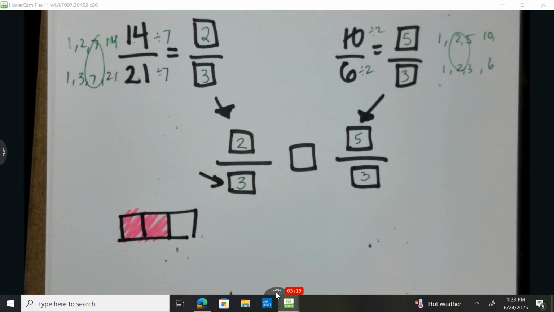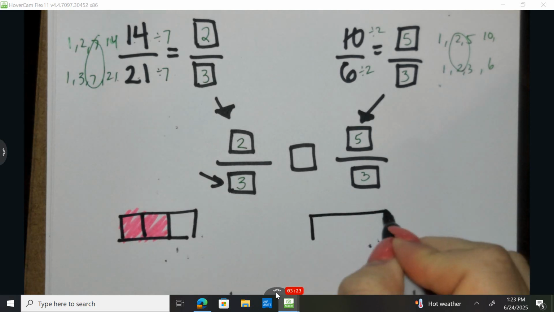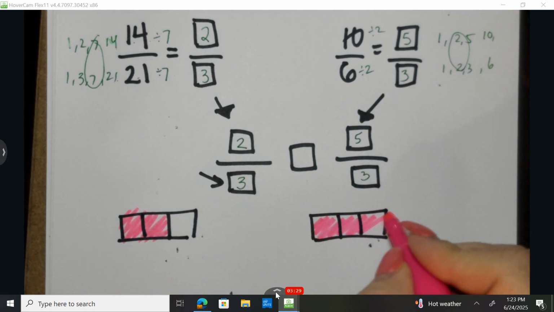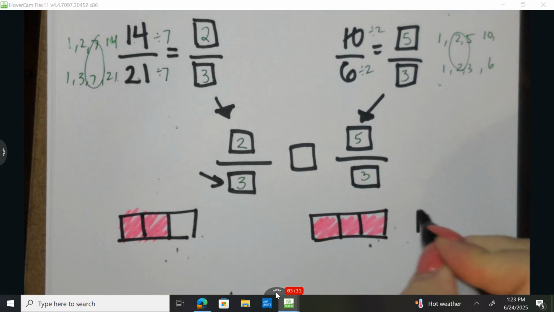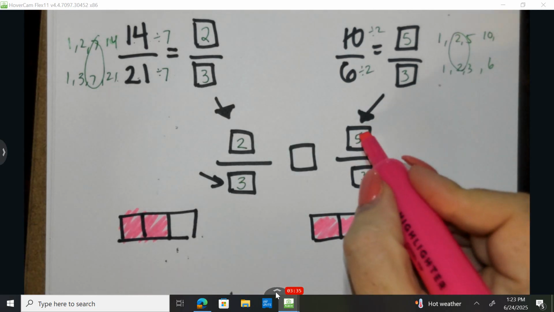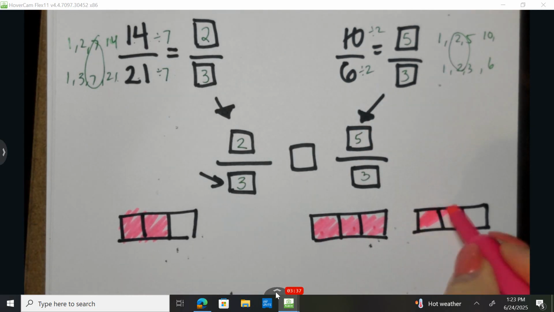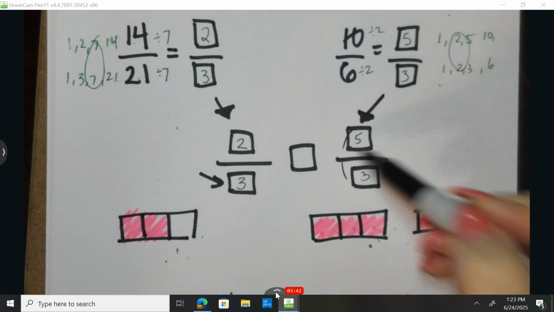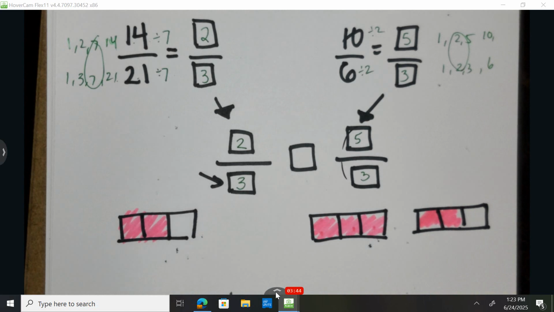That represents the fraction on the left. I'll do the same thing on the right. So I make a figure that has 3 equal parts, but I need to shade 5 of them. 1, 2, 3. I need to make another figure the exact same size with 3 equal shapes. I need to get up to 5. 1, 2, 3, 4, and 5. And we can easily see that the value on the right is much larger than the value on the left.